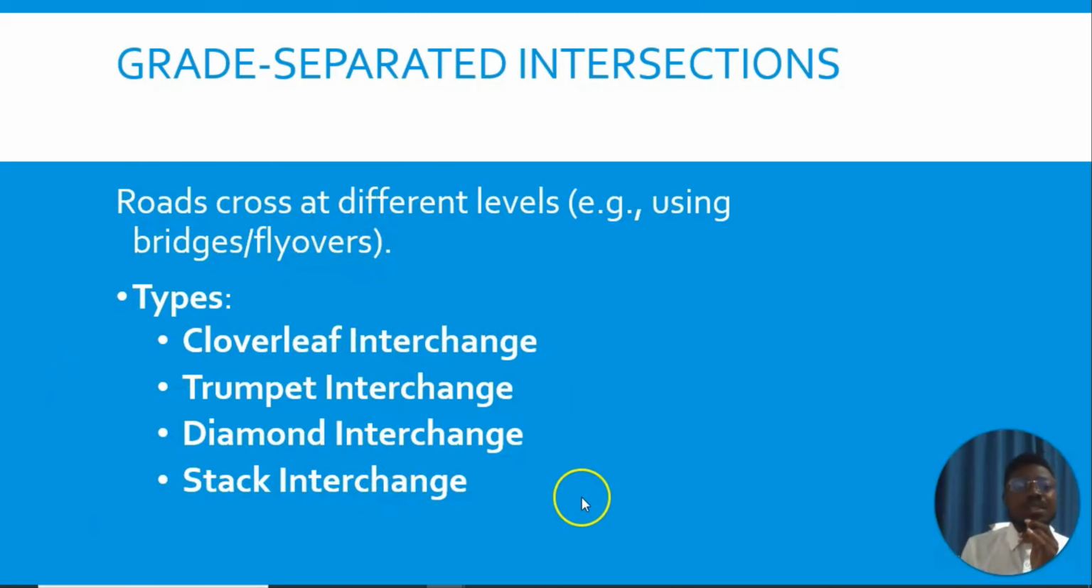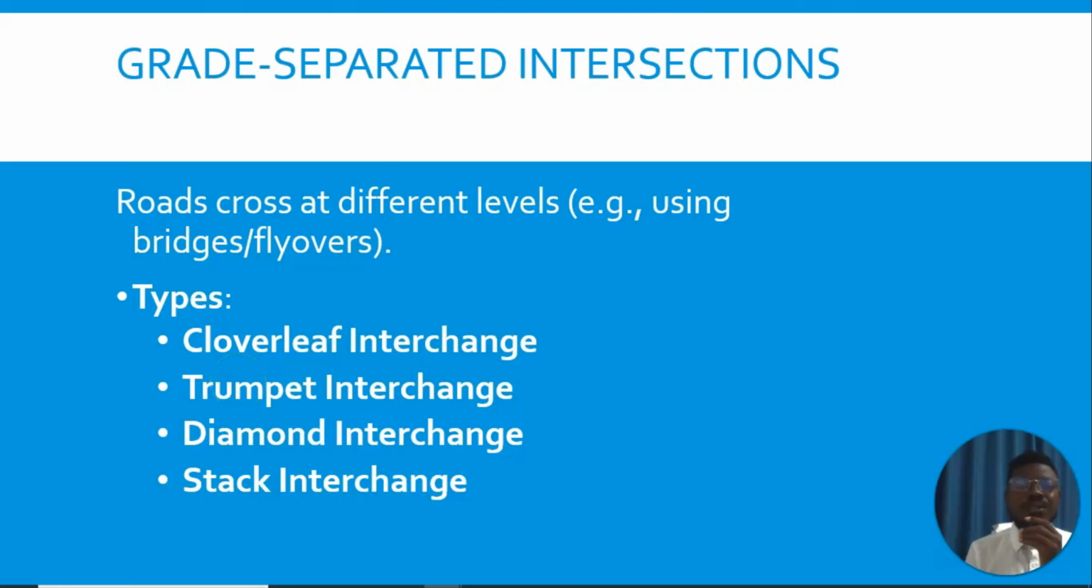So we also have different types of it. We have what we call the cloverleaf interchange. We have the trumpet interchange. We have the diamond interchange. We have the stack interchange. So these are some of the grade separated intersection types we have, and we are going to be looking at each of them, just a picture of each of them.